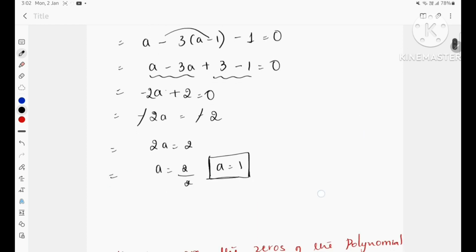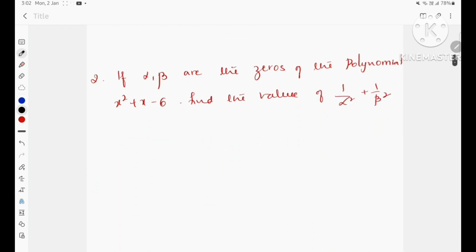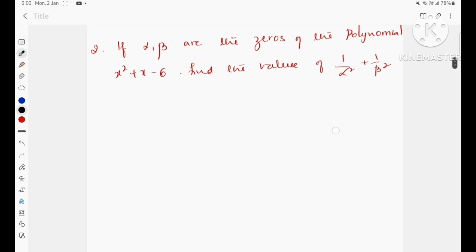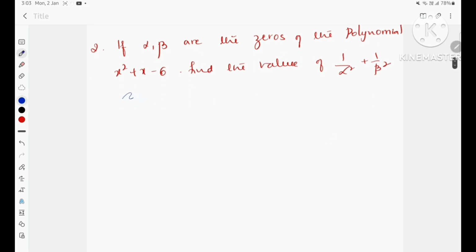The next question is, if alpha and beta are the zeros of the polynomial x square plus x minus 6, find the value of 1 by alpha square plus 1 by beta square. This is also a 2-mark question. Here you need to simplify the given expression in terms of alpha plus beta and alpha into beta, which is the sum and product.